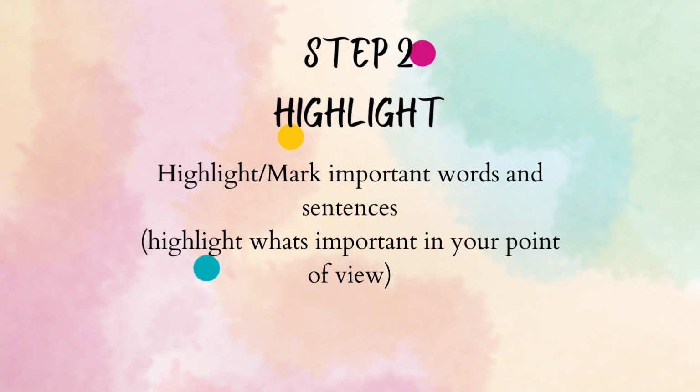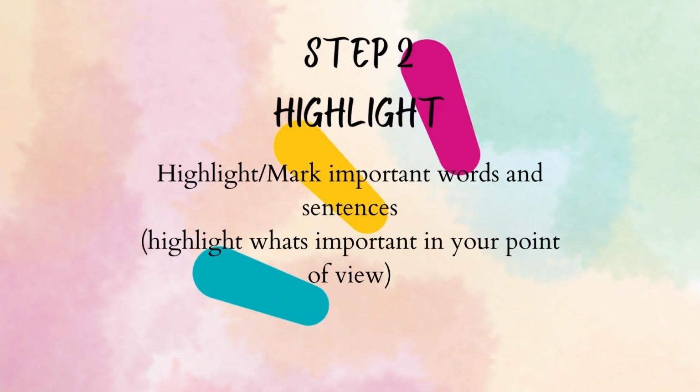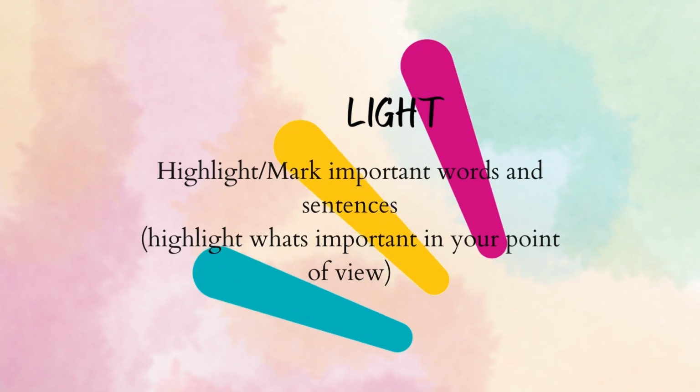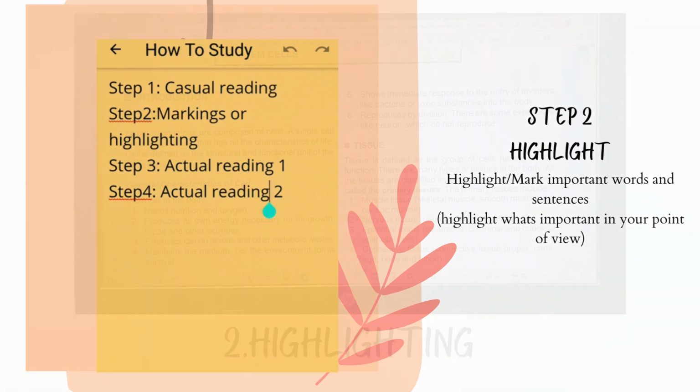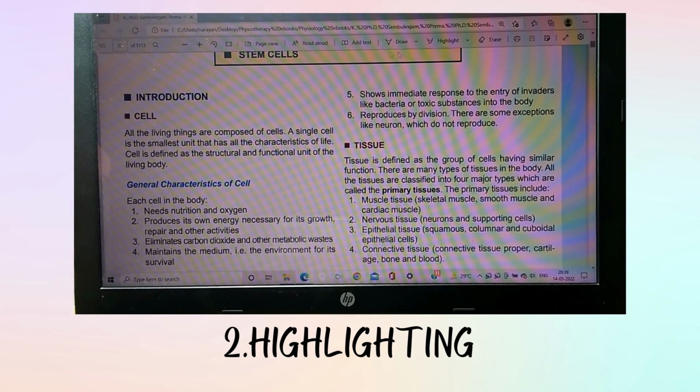Step 2, Highlight. Highlight or mark important words and sentences. How to highlight, I have spoken about in the previous video, so you can have a look at it. Now we'll start highlighting because we have read. So, what's the important thing? You need to know that all living things are composed of cells. I skipped the rest because it's not required.